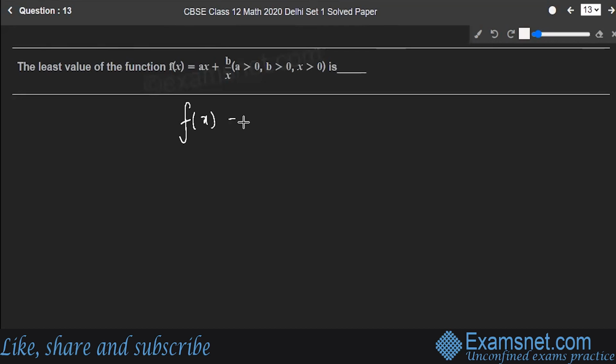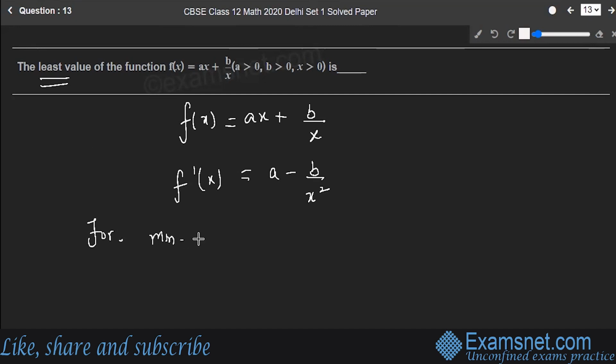So you are given f(x) = ax + b/x. Let's find out the derivative of f. Because we have to talk about the least value, I have to find the derivative of this function. This is given by a − b/x². Now, for maximum or minimum value, this has to be 0.